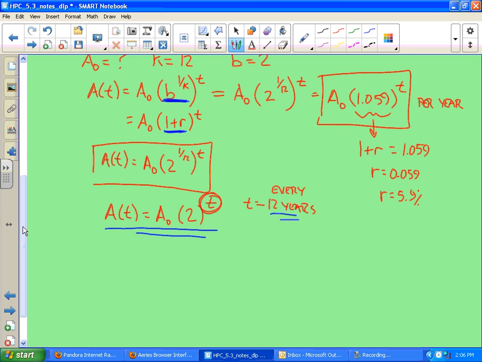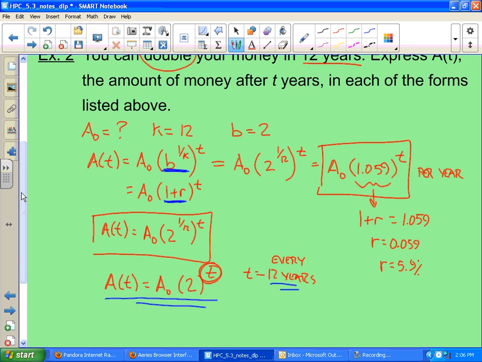If I instead wanted to use my per year change, then I have this. I can plug 36 in for that t, and I'm going to get the same answer. Well, I'll get something equivalent. It might be off a little bit because of the decimals, but they're going to give me the same amount.